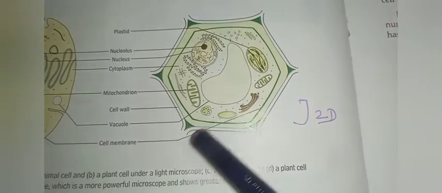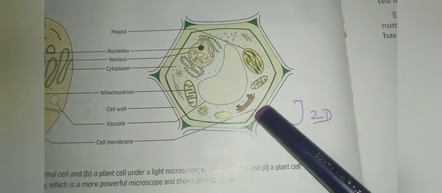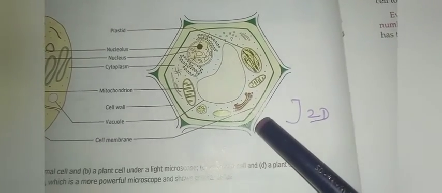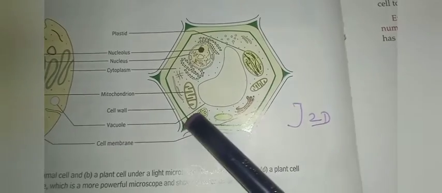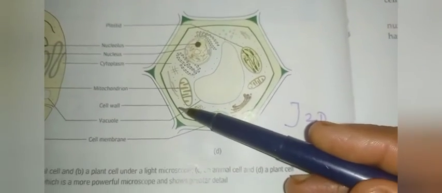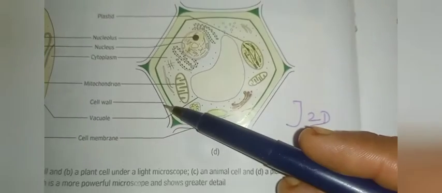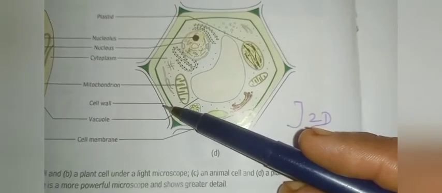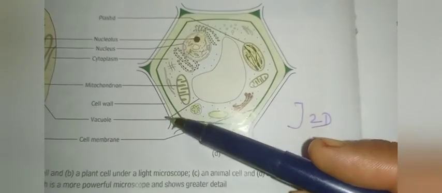See, this is the diagrammatic representation of a plant cell. Apart from the cell membrane, here is the cell membrane. Apart from the cell membrane, we have the cell wall. We have it outside that cell membrane. This is the cell membrane, right? This line is the cell membrane. Apart from that you have the cell wall outside. So only in a plant cell this cell wall is present.